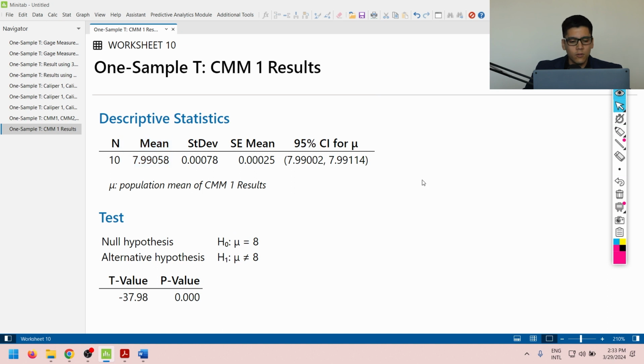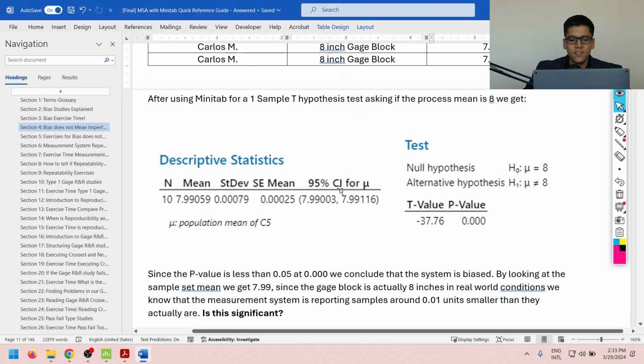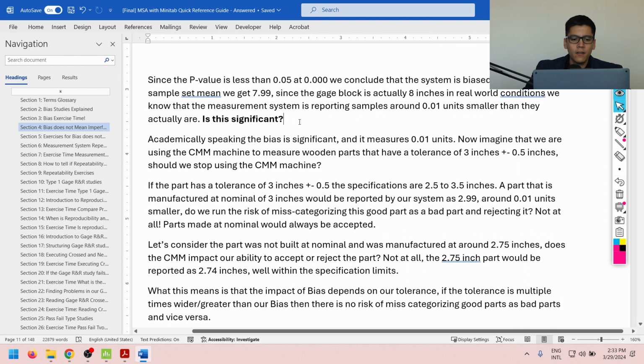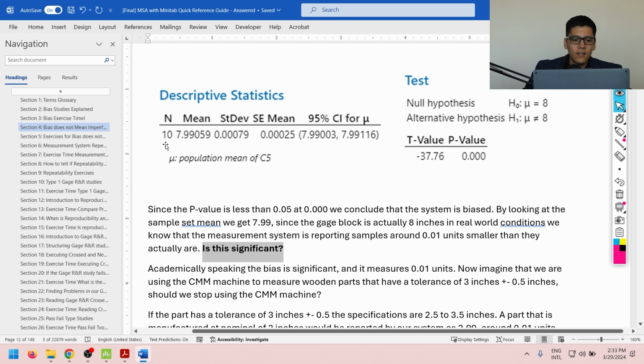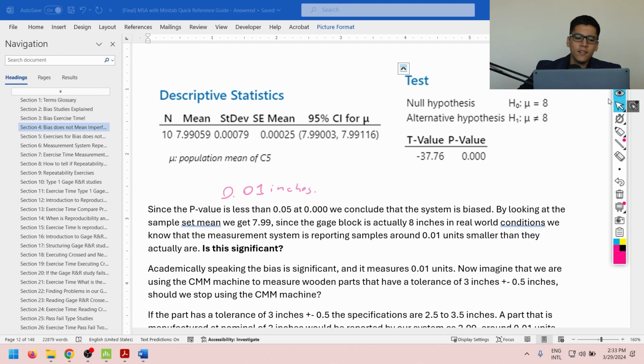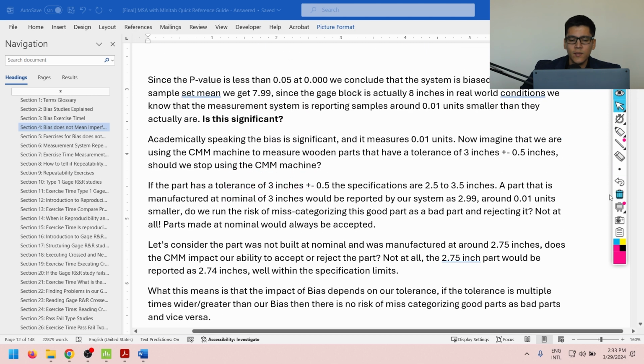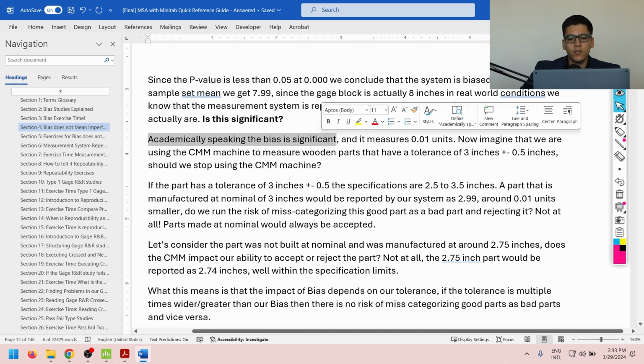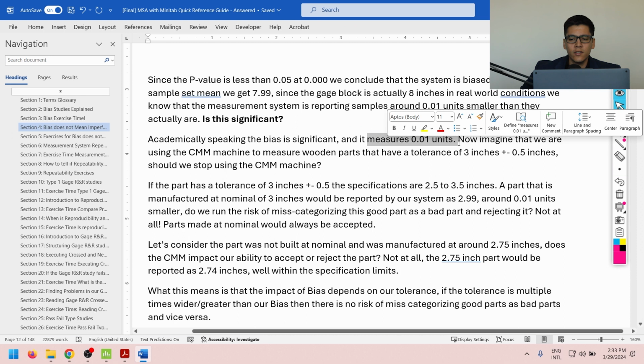So far, I would close out my report and say the system is biased, and that's the same thing that we have here, right? Now the question is, is this bias significant? If I look at the data, I'm reporting parts as being around 0.01 inches smaller than they actually are. You might say that's significant, you might say that's not significant, but it depends on the implementation. So academically speaking, the bias is significant because our p-value is below 0.05 and it measures 0.01 units.